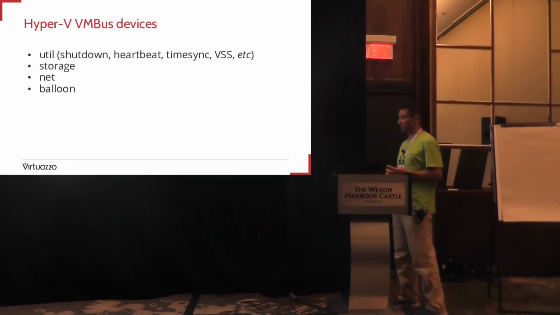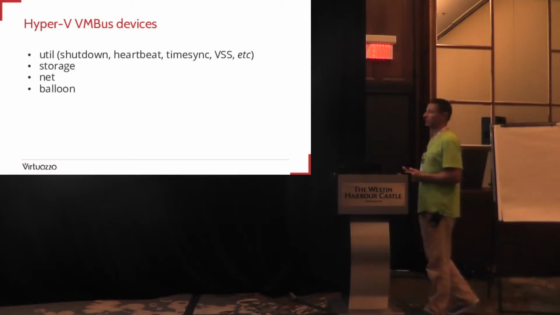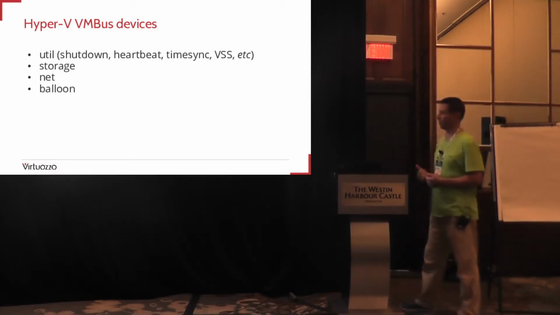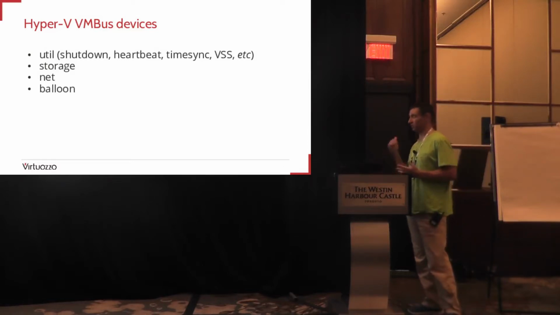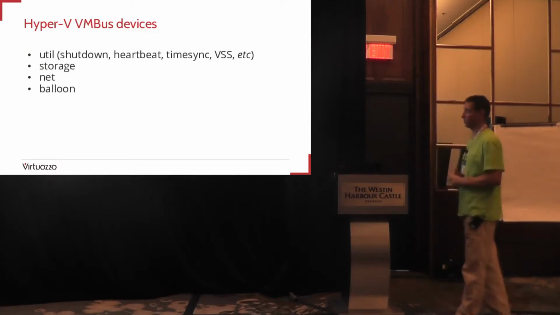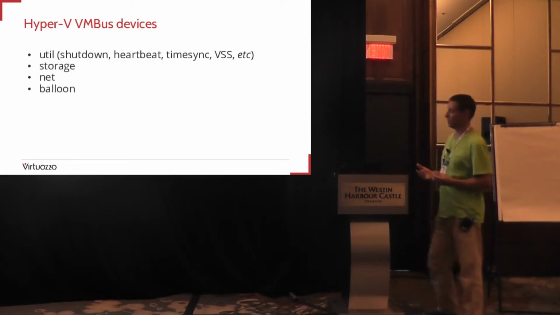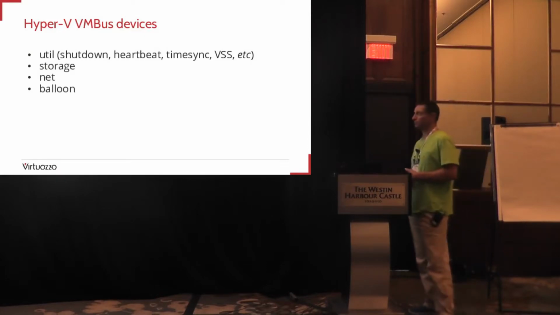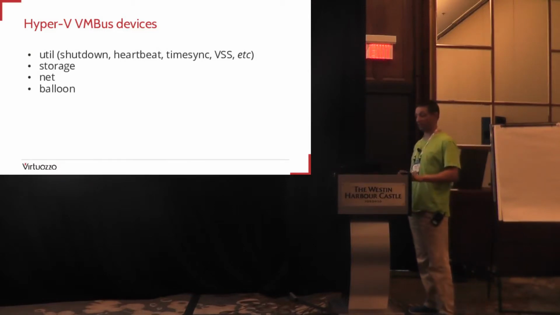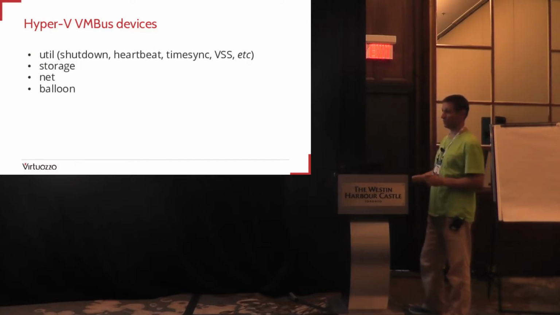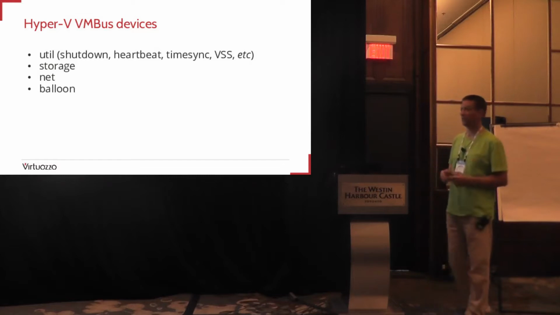We are planning to have at least four basic types of devices implemented. These are utility devices, which are heartbeat, like some sort of watchdog, time synchronization, VSS notifications, and shutdown notification, storage device, network device, and balloon device.